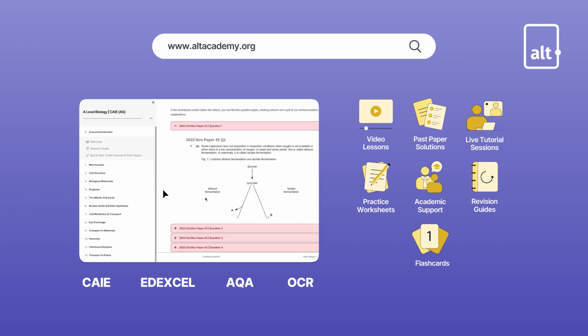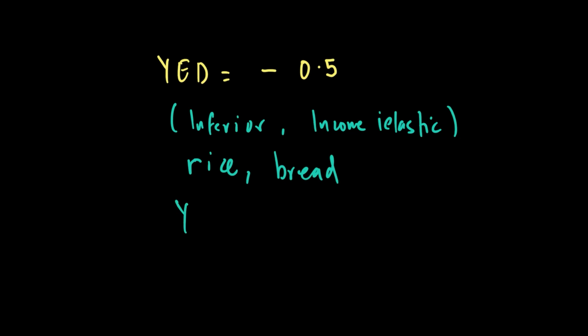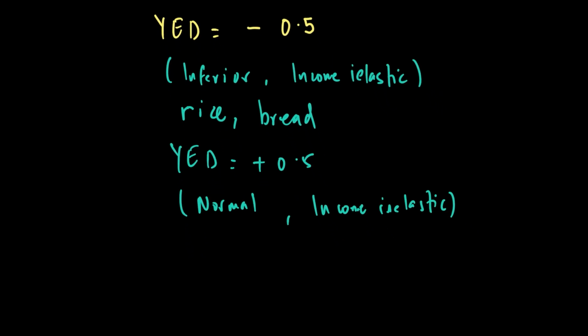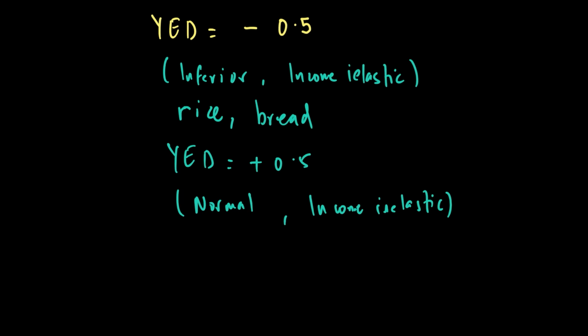Now, let's continue. On the other hand, if your YD was a positive 0.5, I am looking at an income inelastic but normal good. Why? Because a positive sign would mean it's a normal good, and because it's 0.5, it's still income inelastic. So a good example of this could be, whenever income goes up, you consume more of such good, but not significantly a lot, and therefore a better quality rice could be in this category.